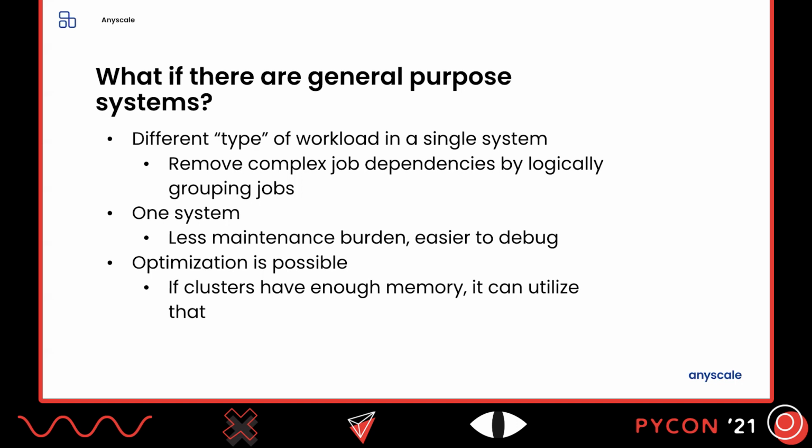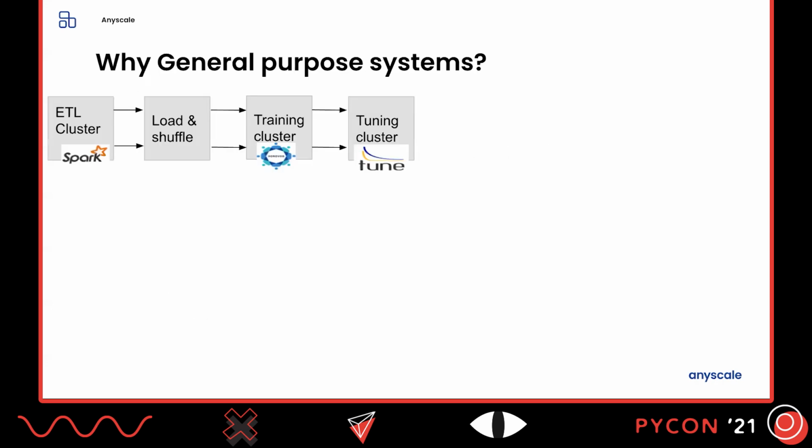If you can run multiple different workloads within a single general purpose system, there is going to be less maintenance burden because you just need to understand one system, operate one system, and also debug one system. That means you just need to learn one system in this case. And as I mentioned, the optimization is easier, because if all of the results from the data processing can be cached in memory, there's no reason to pass through the intermediate layer, and you can directly pass data using the memory, which is a lot faster.